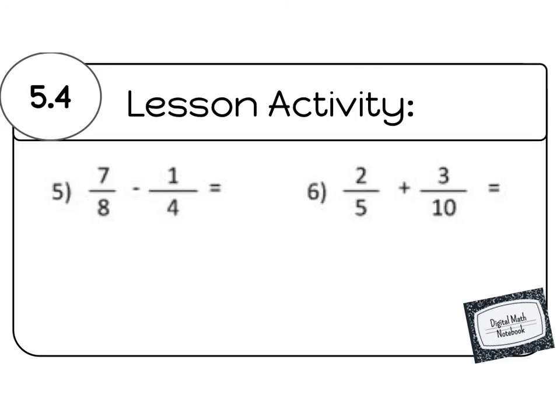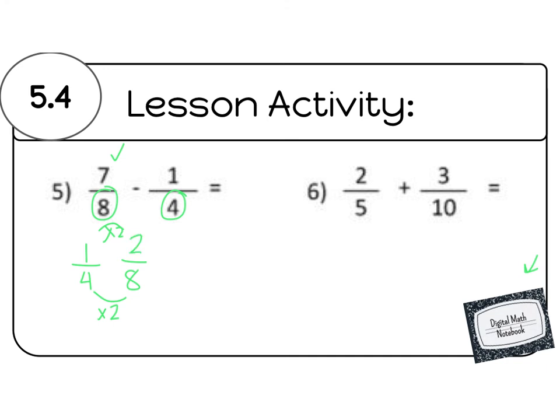All right, 5th graders, time for the lesson activity. I'll get you started, and then you'll complete these problems on your own in your digital math notebook. So our first problem, we have a 4 and an 8, and I know that I can make a 4 into an 8. So I'm going to go ahead and leave my 7/8 alone and change my 1/4 into something over 8. In order to change a 4 into an 8, I need to multiply by 2. That means we need to do the same to the top. So 1 times 2 is 2.